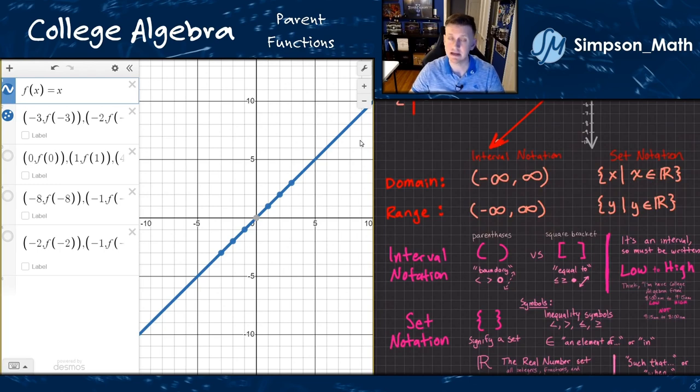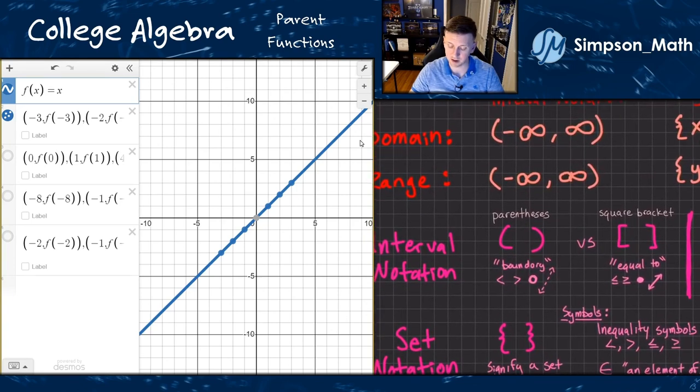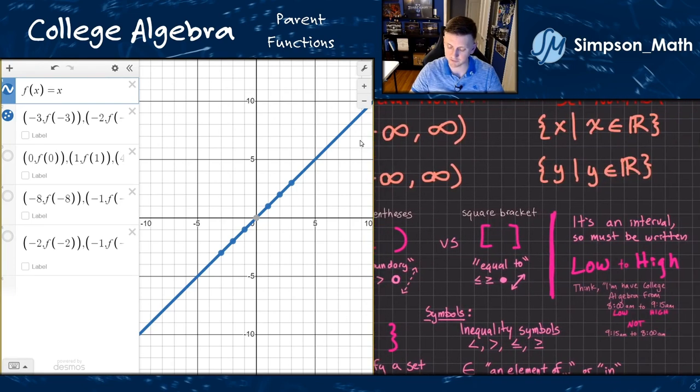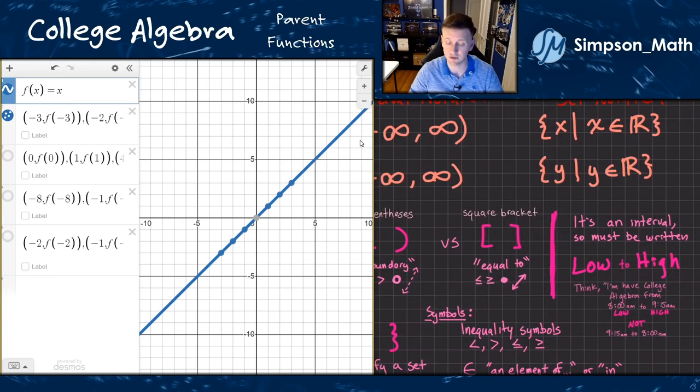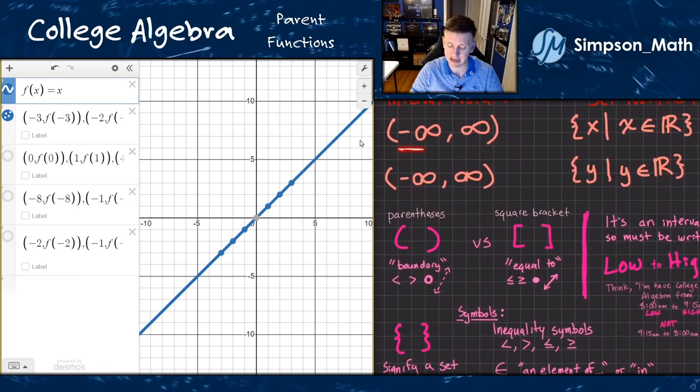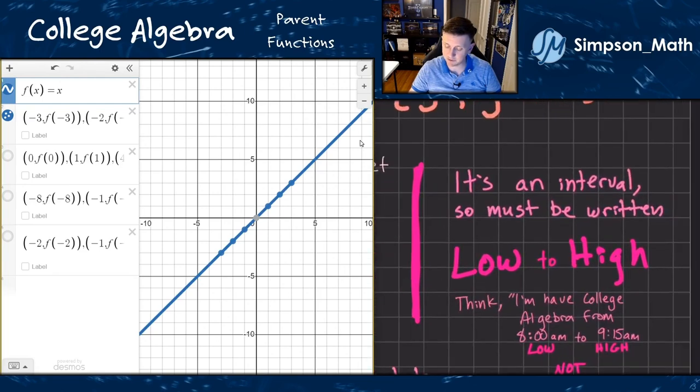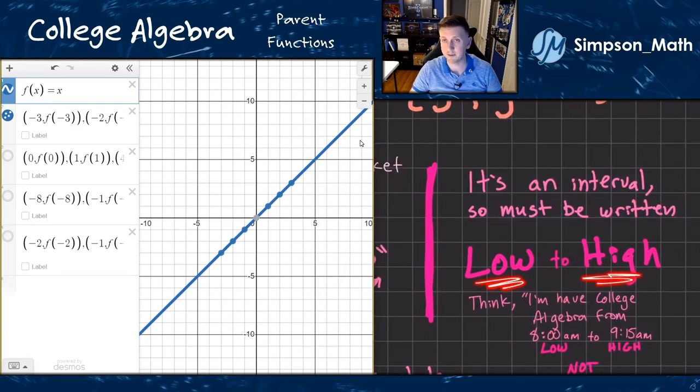All right, so let's talk about interval notation a little bit. An interval is literally saying from negative infinity, so from all the way as far left as we could ever possibly go, and then to infinity, all the way to the right as far as we could possibly go. So it's an interval, so that means it must be written low to high.